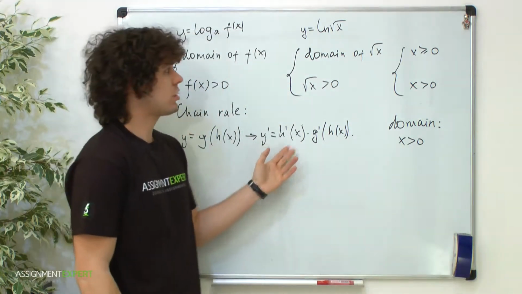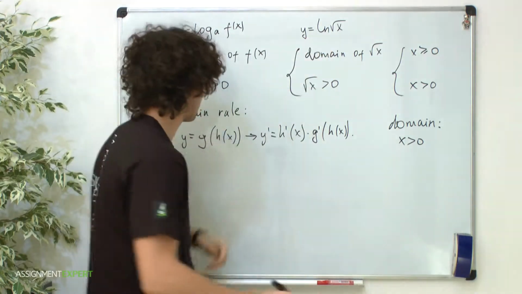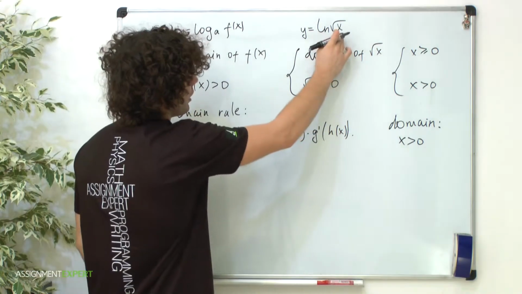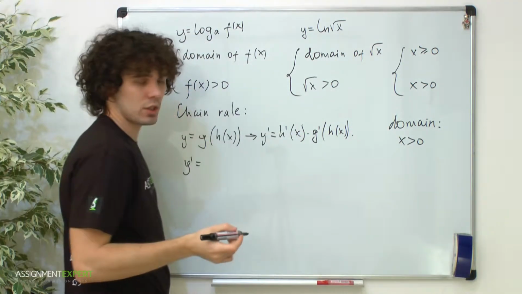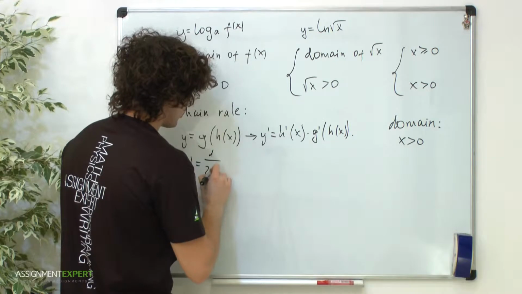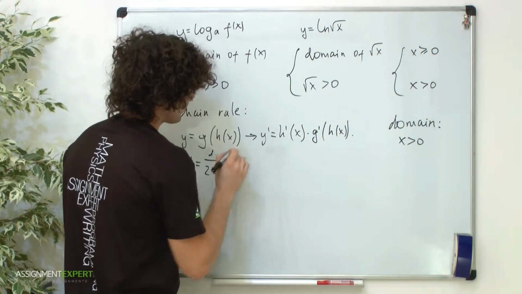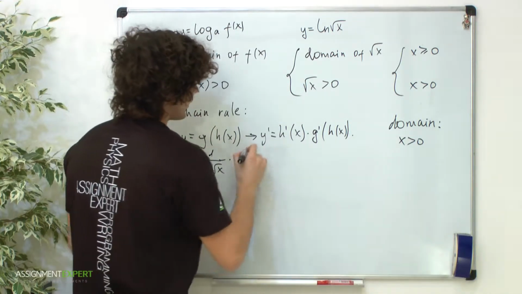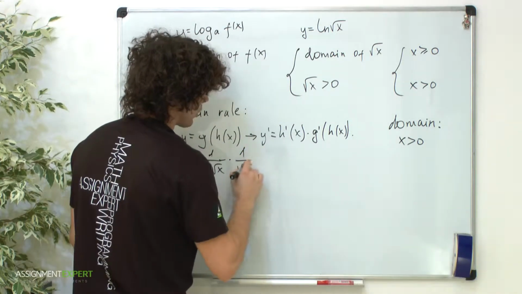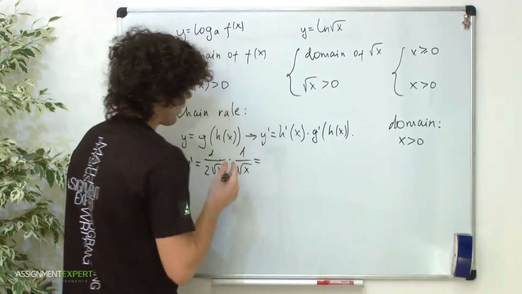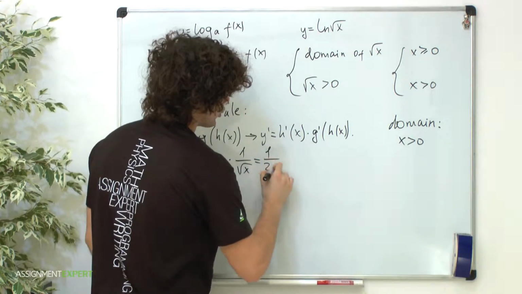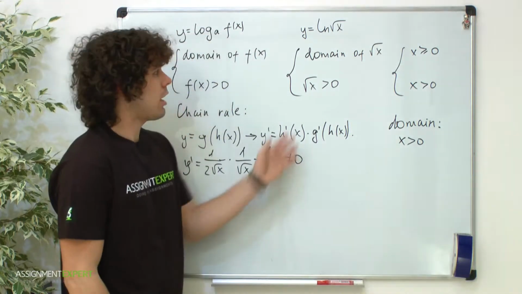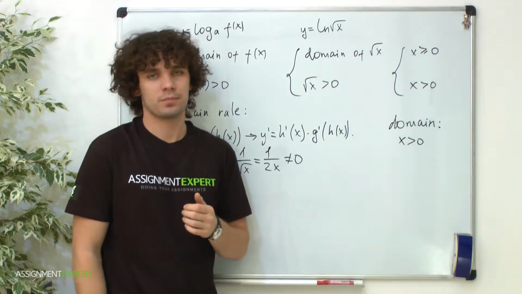Now let's apply this rule for our function. Y prime equals derivative of the inner function square root of x, which gives us 1 over 2 times the square root of x, times derivative of the outer function, which is ln of the square root of x, and gives us 1 over the square root of x. And this is equal to 1 over 2x, which is not equal to 0. This means that our function has no points of extrema.